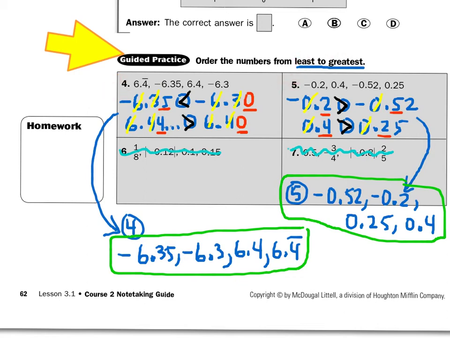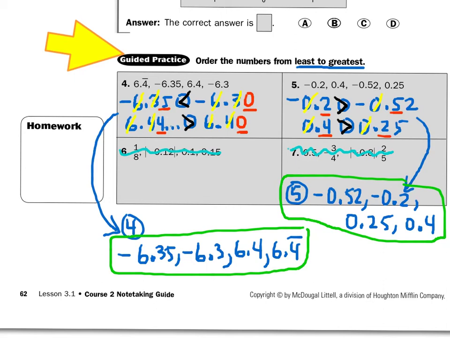And so, taking a look at number 4, I have 6.4 with a bar over it. Do you see that bar over it? That means the 4 repeats forever. And then I have negative 6.35, I have 6.4, and then I have negative 6.3. So the first thing I did was compare the negatives right here. So I put negative 6.35, and I put my open bubble, and then negative 6.3. And so I saw the 6's match, so I crossed out the 6. I saw the 3's match, I crossed those out, and that left me with negative 5 compared to the opposite of 0. Well, 0 is just 0. So I know 0 is bigger than negative 5, so I put the symbol this way.